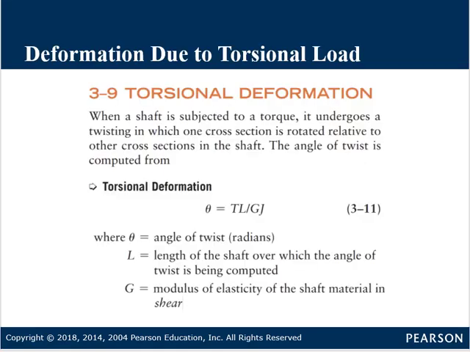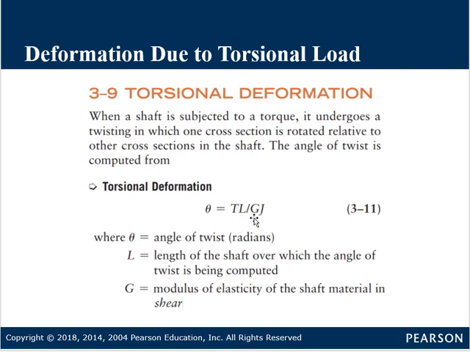Okay. Deformation. Torsional deformation. When a shaft is subjected to a torque, it undergoes a twisting in which one cross-section is rotated relative to the other cross-sections of the shaft. This angle of twist is computed from theta, which is our angle of twist, in radians, mind you, equals TL over JG, where T is the torque, L is the overall length, G is the modulus of elasticity in shear.